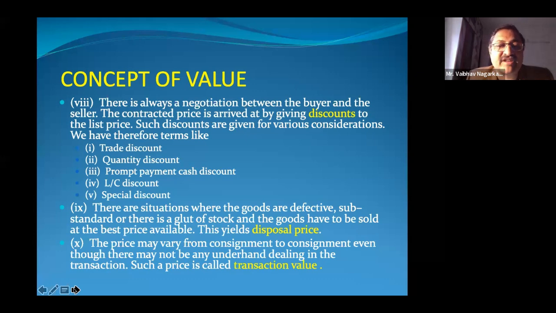Like discounts, various types of discounts: trade discounts or quantity discounts, prompt payment, LC discount and special discount. So just mentioning only discount is not sufficient. What kind of discount you need to specifically mention? This is how your expert advice comes into the picture. You give this advice to the client so that he can put the right term on the document, and valuation would be taken to a different dimension.